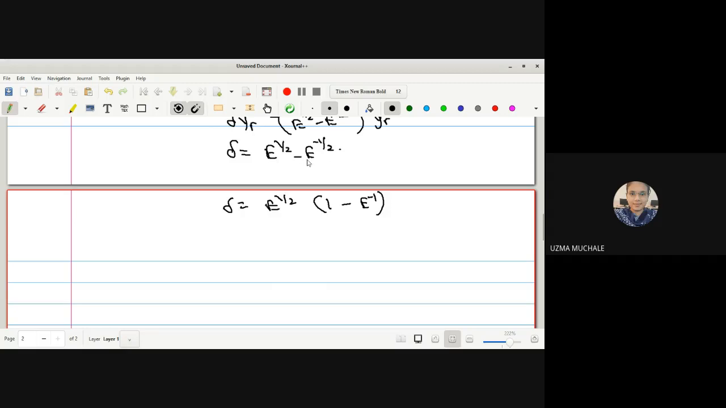If I divide by E raised to half, it will be E raised to minus half, E raised to minus half, both will be 1 minus E raised to minus 1. What is 1 minus E raised to minus 1? We found the relation between the backward difference operator and the shift operator. What is this? Backward difference operator, no? Yes, ma'am. So the fifth relation is the relation between the shift operator, central difference operator, and backward difference operator.